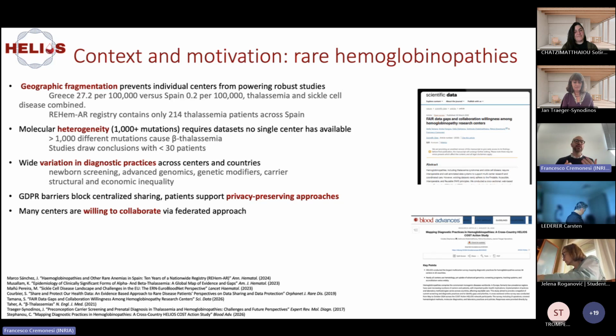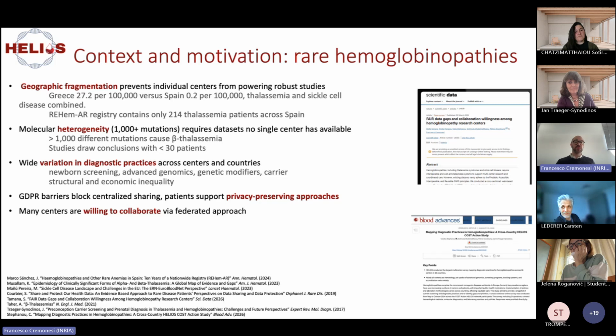And then specifically for rare hemoglobinopathies, so we're in the Helios cost action, and I'm not an expert, so I'm talking a little bit here. Please correct me if I'm saying something particularly stupid, but there are issues such as geographic fragmentation. There is a lot of heterogeneity among different areas in Europe and even within, I guess, the same country.